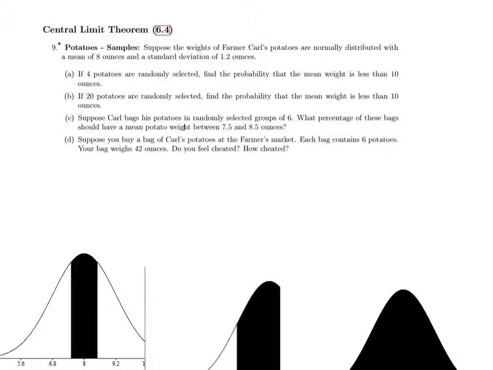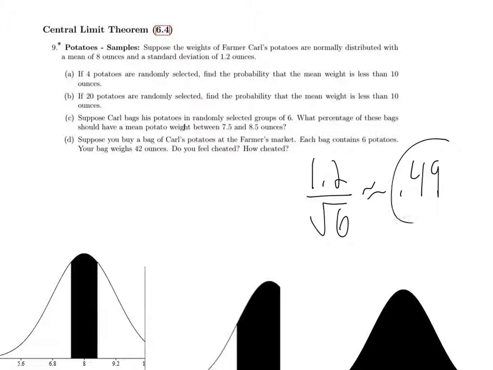Part C says, what's the probability of getting a group of 6 potatoes, so my sample size is 6, where the average weight of those potatoes is between 7.5 and 8.5? So I've got a sample of 6 now. When you do that on your calculator, you have to do some liberal rounding. You get 0.49. That's going to be the standard deviation when I have a sample of 6.